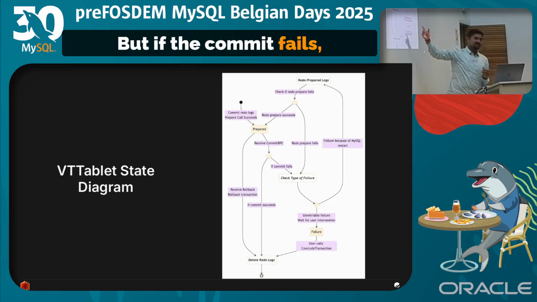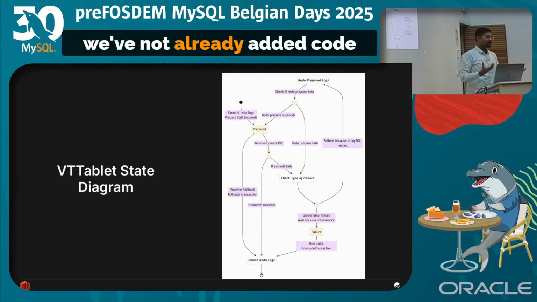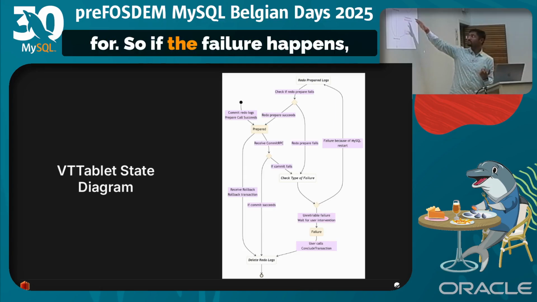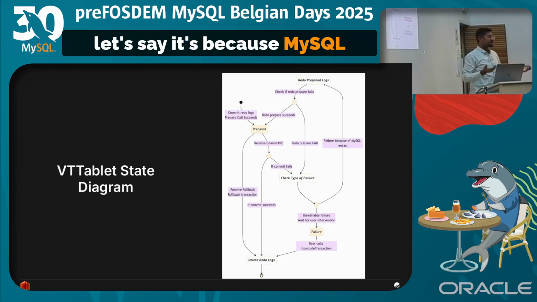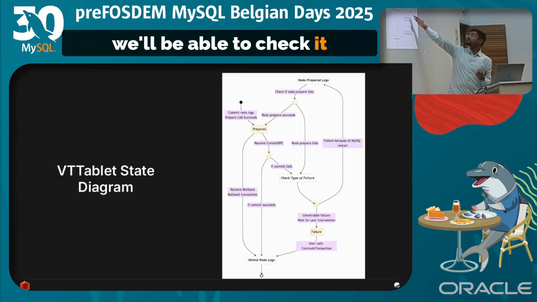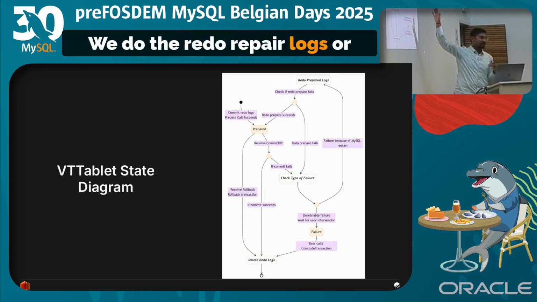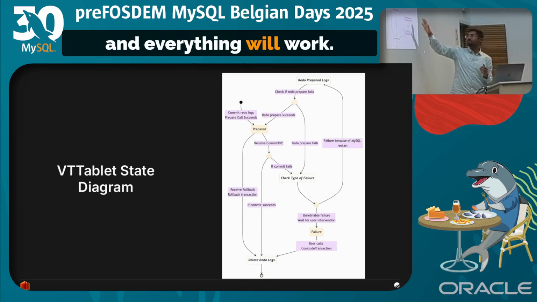But if the commit fails, we would be remiss as engineers to not imagine a scenario that we've not already added code for. So if the failure happens, let's say it's because MySQL crash or because whatever, something happened that we know how to solve, we'll be able to check it and we'll say, okay, this is a failure because we know how to handle it, and we'll handle it. We'll do the redo, prepare logs or whatever else we need to do, and everything will work.